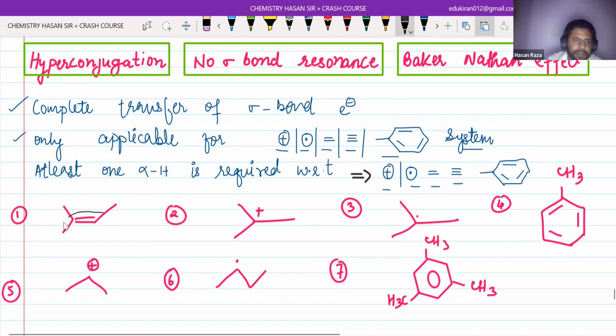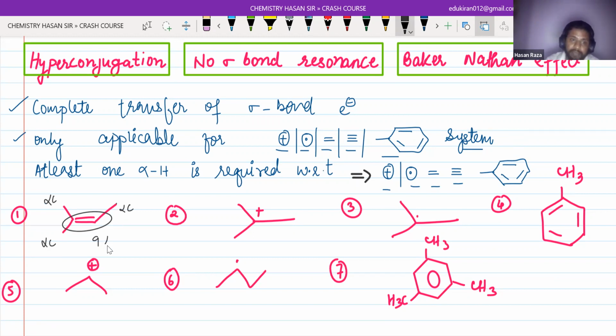This is your system. This is your alkene. The carbon which is directly attached with this alkene, carbocation, any of this system is alpha carbon, alpha carbon, alpha carbon, and alpha carbon. And the hydrogen which is directly attached with this carbon is known as alpha hydrogen.